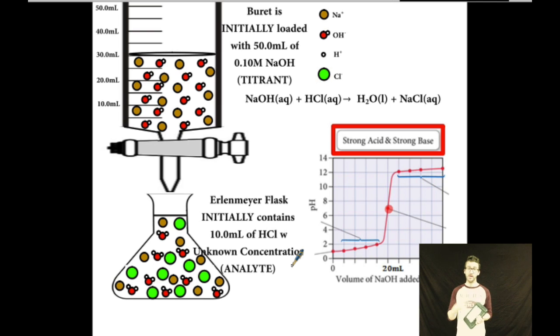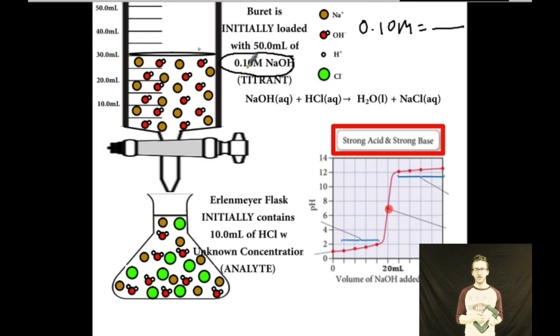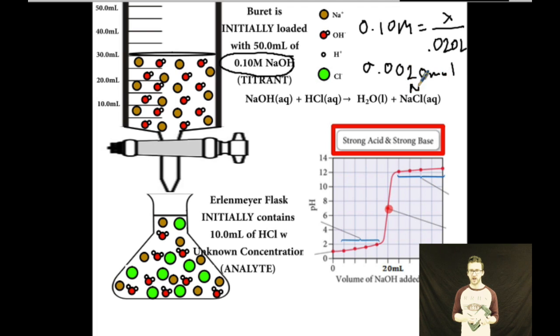Now you can imagine how the equivalence point would be important for some stoichiometry. If I'm using a 0.10 molar sodium hydroxide solution and I used 20 milliliters, 0.020 liters to reach the equivalence point, I can then figure out how many moles of sodium hydroxide were required to react all of the acid in my flask. In other words, I reacted 0.0020 moles of sodium hydroxide.